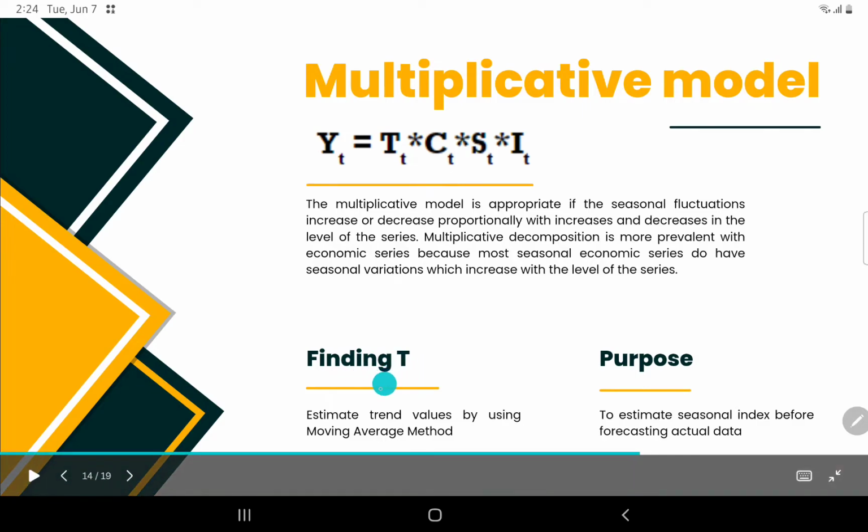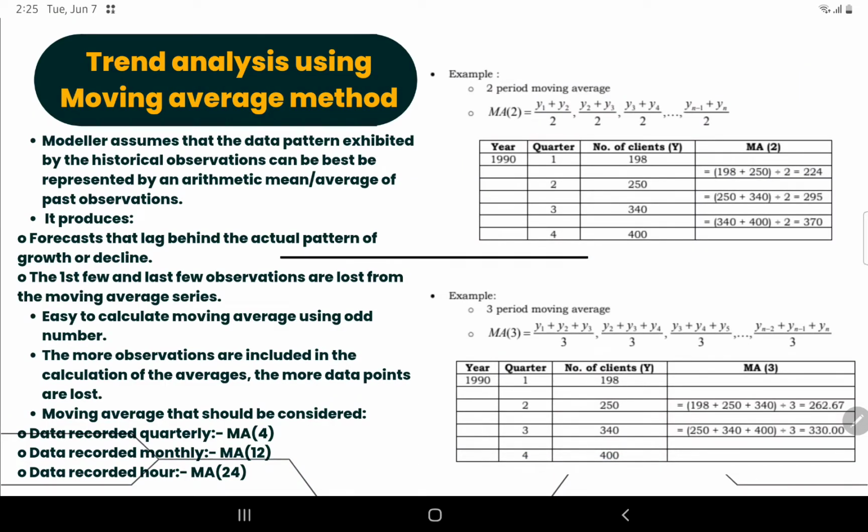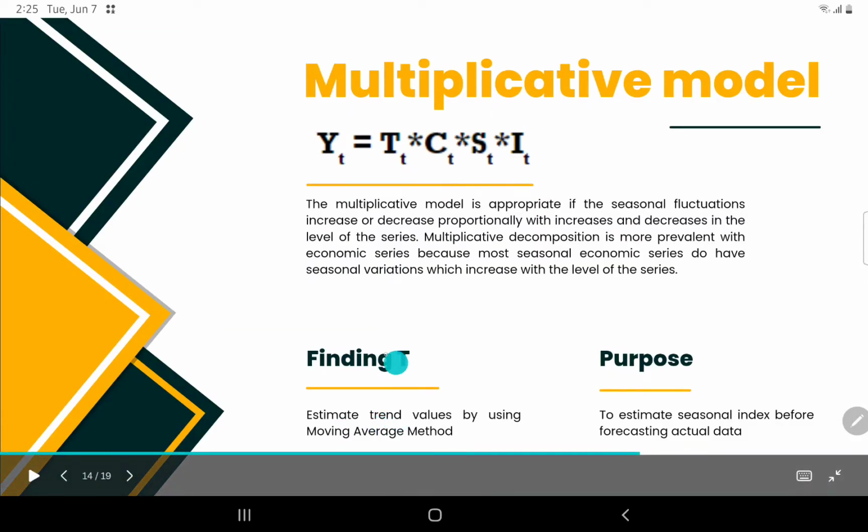So, as I mentioned before, step 1 is to calculate the value of T. So how to find the T? What is T? T is the trend value. We can estimate the trend value by using moving average method. Moving average method kita akan belajar dalam slide yang seterusnya. What is the purpose? To estimate the seasonal index before forecast actual data. We use moving average method to find our T.